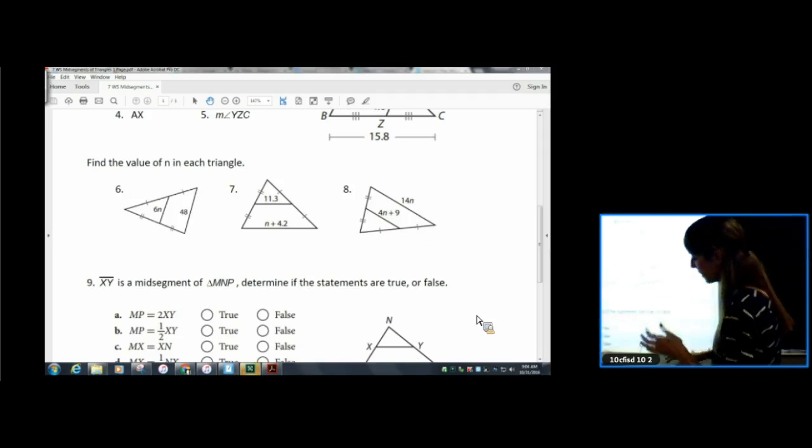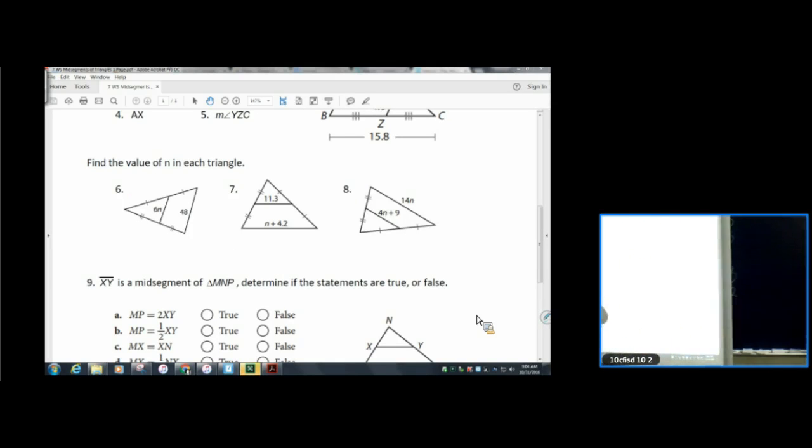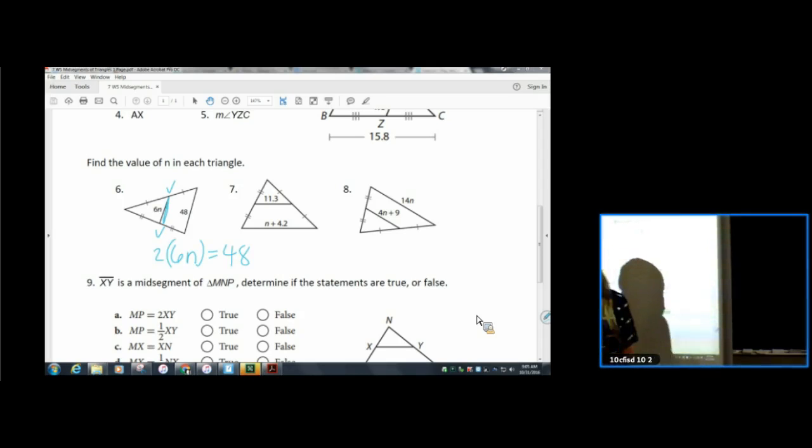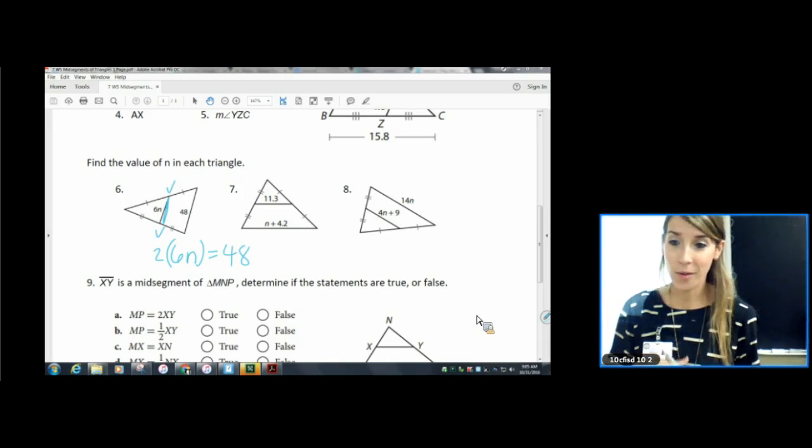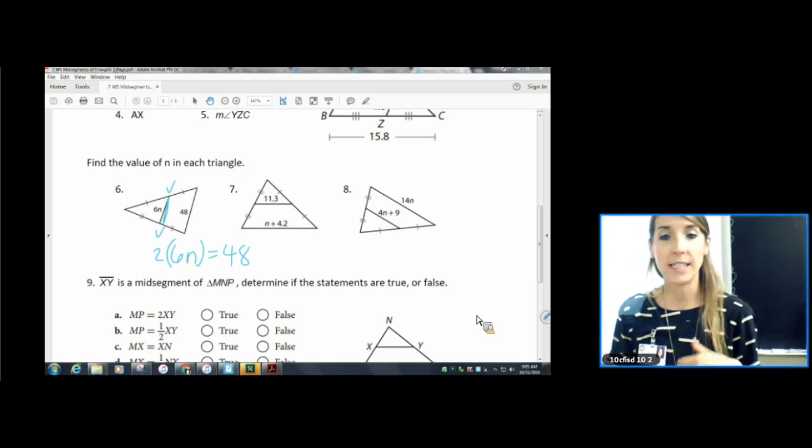Lastly, number 6. We learned that if this is a midsegment, which it is, midpoint, midpoint, a midsegment is half of the third side, or the third side is double the midsegment. So you either double the 6 in or you half the 48. Those are your two choices.